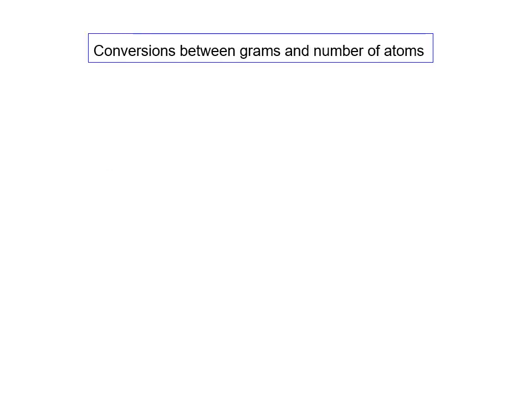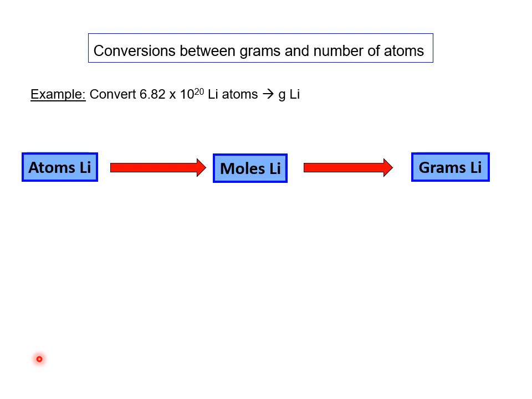Okay, so let's go ahead and do that. Let's convert between grams and number of atoms. Let's say we're told to convert 6.82 times 10 to the 20th lithium atoms to grams of lithium. Again, we start off with what we're given: the 6.82 times 10 to the 20th lithium atoms. Then we're going to convert atoms to moles, and then go from moles to grams. So we start with the 6.82, use Avogadro's number to convert to moles, and then use the molar mass of lithium to convert to grams.